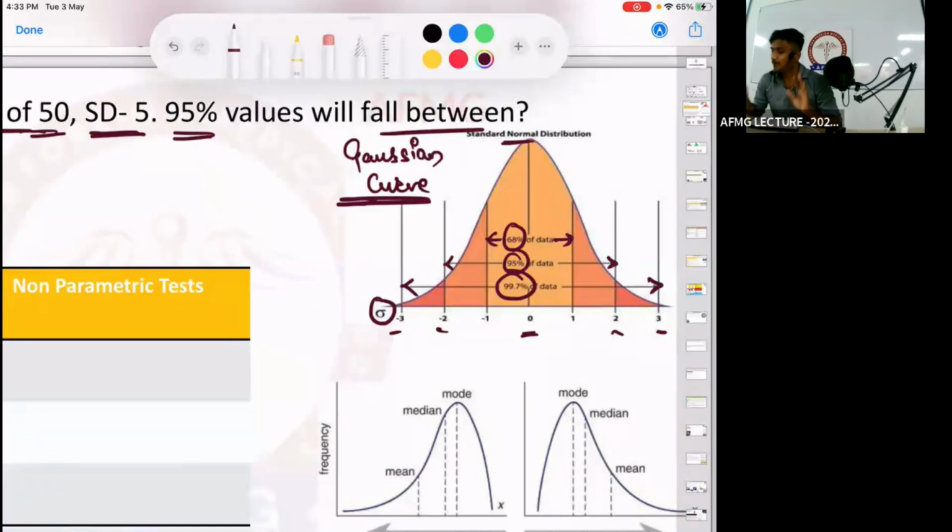No issues with this now? Jaldi say. Between -1 to +1? Between -2 to +2? And between -3 to +3? 99.7%. No issues with this, and rest of them thoda aur aage jayenge. ठीक है, no issues. At least you need to know this much.